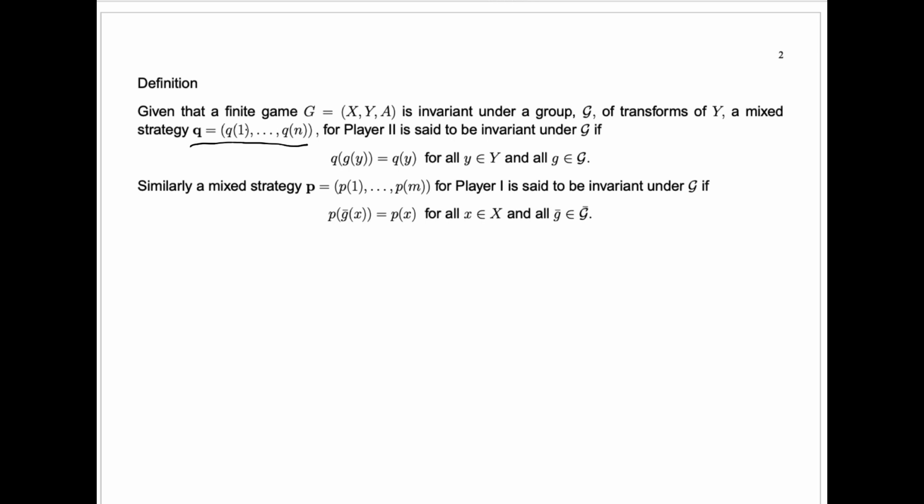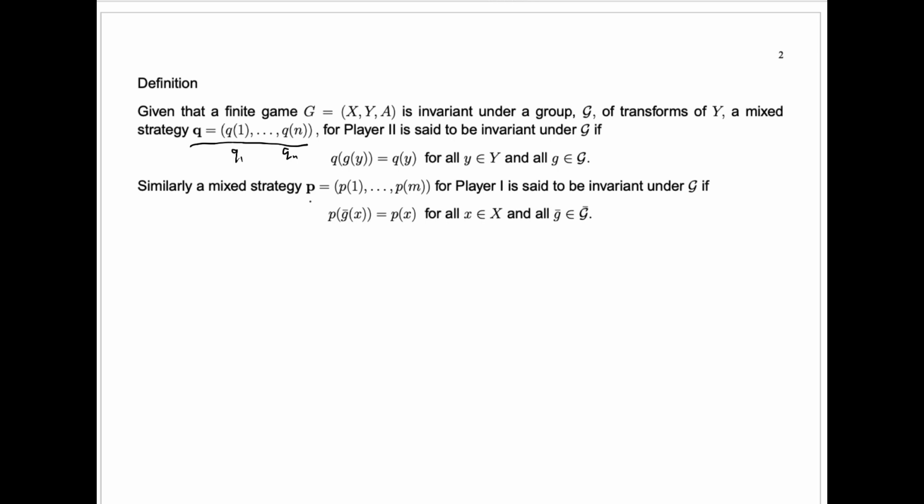It means if Q is a strategy, it gives certain probabilities. We've been calling this Q sub 1 through Q sub n in the past. Now they're just calling it Q of 1 to Q of n, because what we want to do is say if we take that mixed strategy Q and rearrange the elements according to the transformation, if that gives you the same probability vectors you started with, then we say that's a strategy that's invariant. That mixed strategy, we should say, is invariant under the group G if when we do that for any transformation little g in the group G, you get the same probability vector.